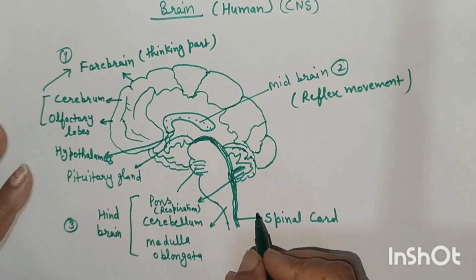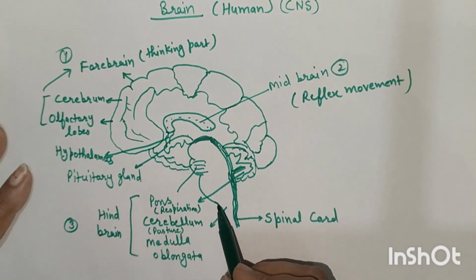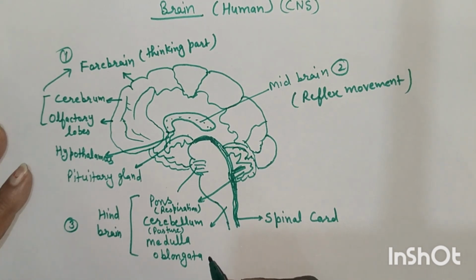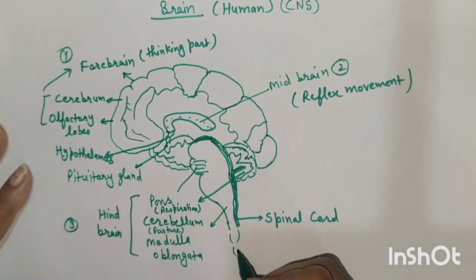Cerebellum is the smallest part of the hindbrain and it controls the posture and movement. Third is medulla oblongata. Medulla oblongata lies at the floor of the hindbrain and it helps in regulating swallowing, coughing, sneezing and vomiting, like involuntary actions controlled by the medulla oblongata. And this is the spinal cord. Spinal cord is further covered with the vertebrae and forms part of the backbone.